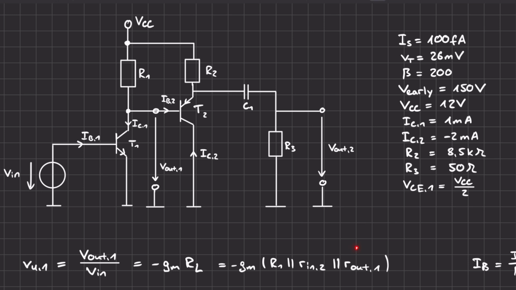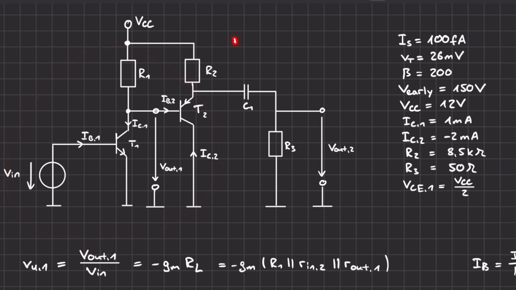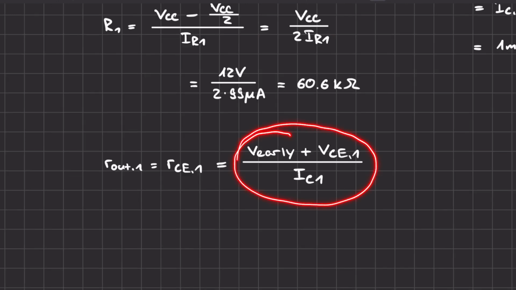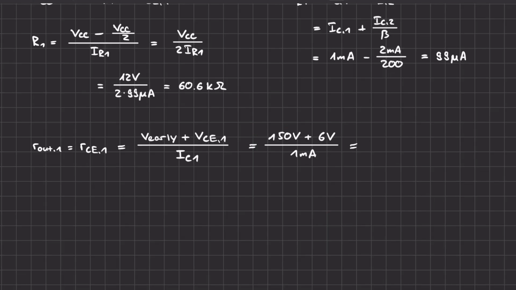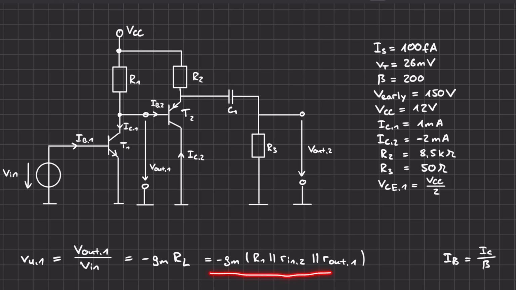Alright, so now let's look at the output resistance of the transistor 1. As we know, this is an emitter circuit, and with an emitter circuit, the output resistance is just the collector emitter resistance. This is a basic formula for the collector emitter resistance, and with all these parameters given, we get the resistor is 156 kilo ohms. The only thing in this equation that's left, that we don't know yet, is the input resistance of the second transistor in the collector circuit.